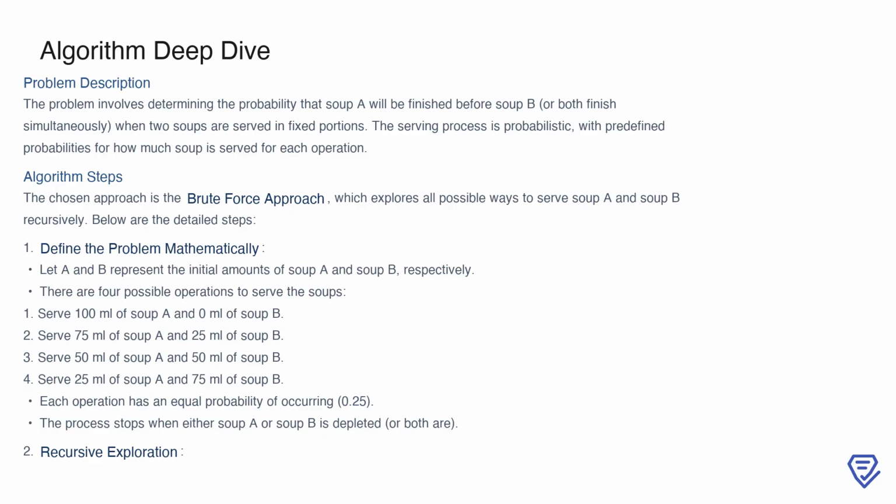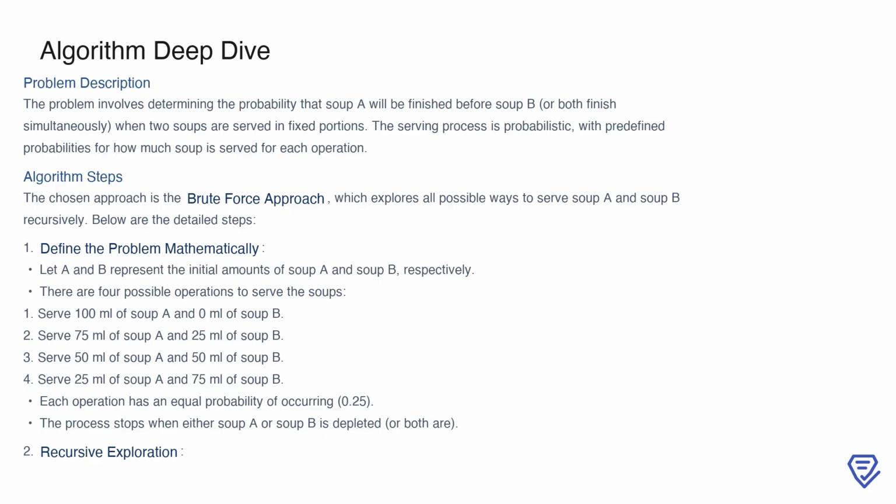The serving process involves probabilistic operations, where each operation serves a specific amount of soup from A and B. There are 4 possible serving options: 100 milliliters of A and 0 milliliters of B, 75 milliliters of A and 25 milliliters of B, 50 milliliters of each, or 25 milliliters of A and 75 milliliters of B. Each operation occurs with an equal probability of 0.25. The process stops as soon as either soup A or soup B is depleted, or both run out at the same time. To solve this, we use a brute force recursive approach that explores all possible serving sequences.